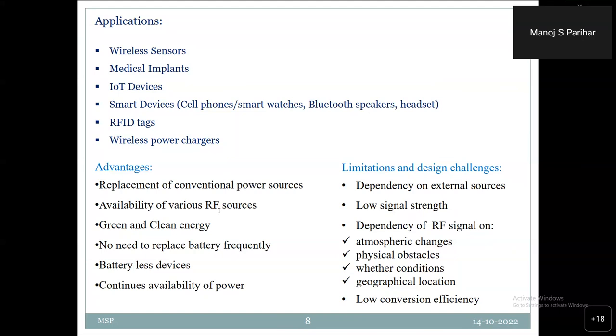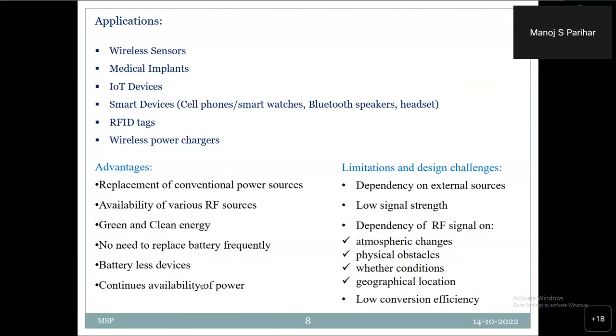We can minimize electronic waste if we apply this concept of RF energy harvesting, with no need to replace the battery from time to time, right? And we can think of battery-less devices, right? Also, since there are many sources, sometimes your Wi-Fi is transmitting, sometimes your phone, sometimes your base station, we have almost continuous availability of RF power, right?